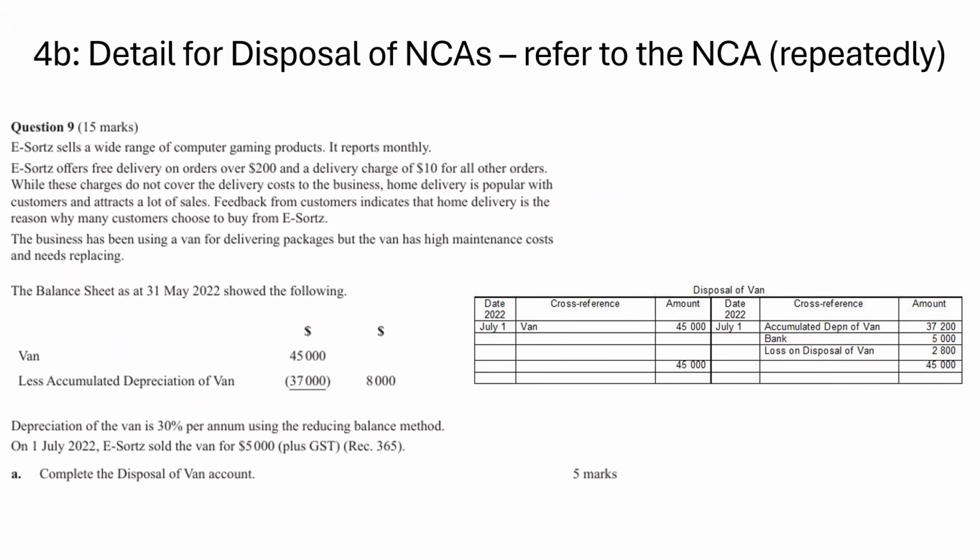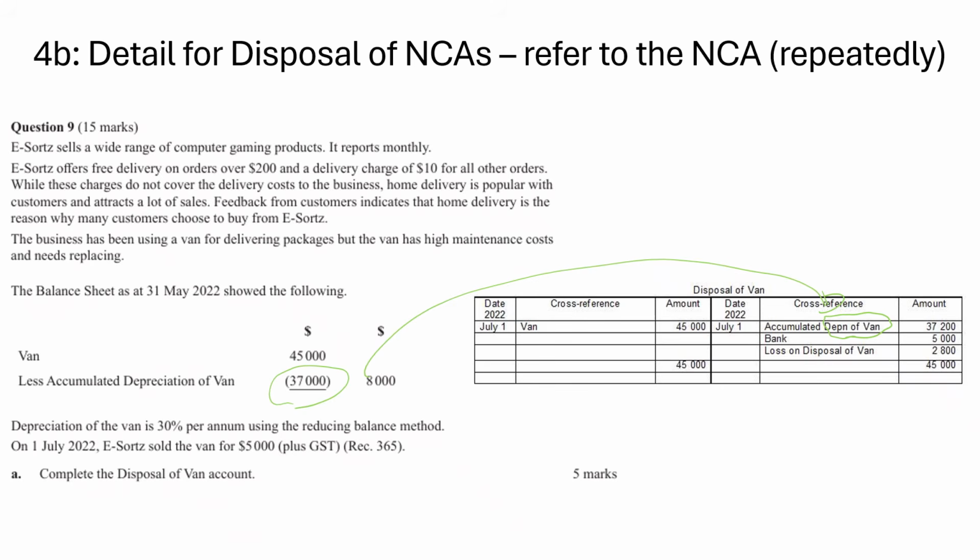Whilst we're working with disposals, just be really mindful about your detail in your cross-referencing of either a ledger or a general journal. So therefore, we've got to specify, just like we do with depreciation adjustments, which NCA is being impacted. So in this question here, our ACDEP on our van needs to be referred to in our cross-reference as ACDEP of van. If we just have ACDEP on its own, that's not going to cut it. We've got to identify, even in the disposal account, what that ACDEP relates to.